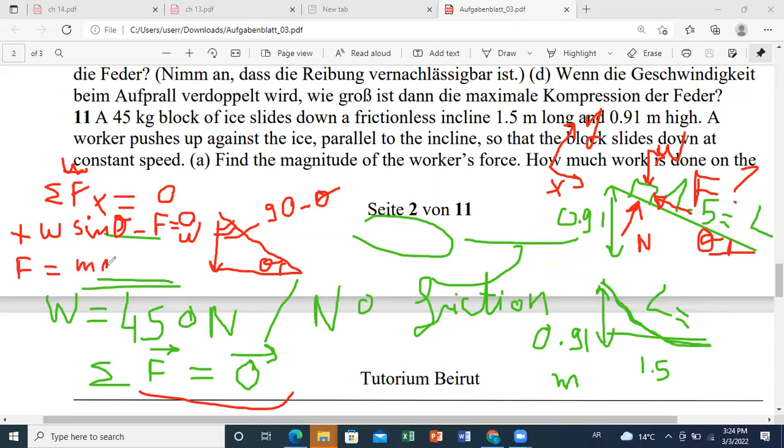Now, in order to get theta, they gave you the dimensions of your incline. You know that the length of your incline is 1.5 and the height is 0.91. So to find sine theta, all you have to do is say sine theta is 0.91, the opposite side, over the hypotenuse, which is 1.5. So we replace sine theta by 0.91 over 1.5.